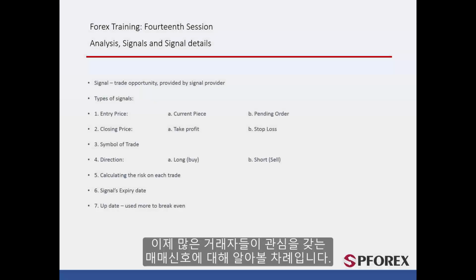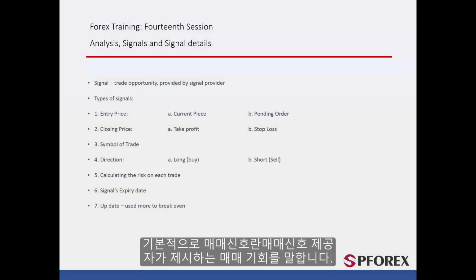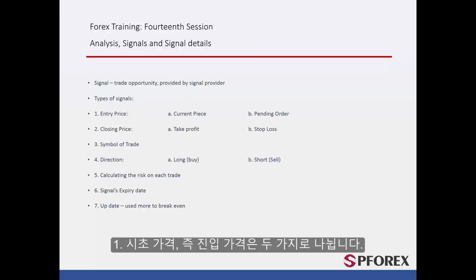Signals. Now it is time to talk about signals, which is an area many traders show interest in. Basically, a signal is a trade opportunity provided by a signal provider. The entry or entry price is divided into two groups.